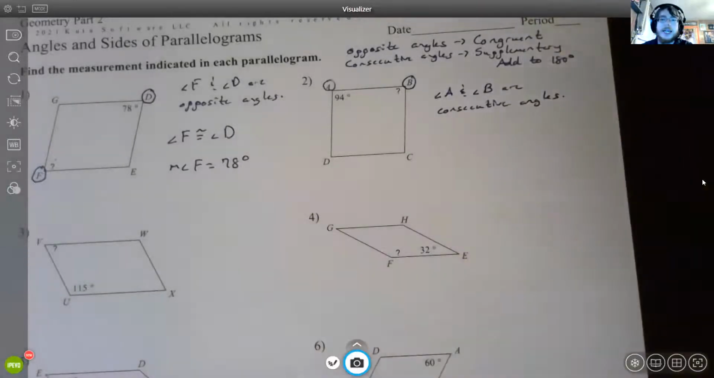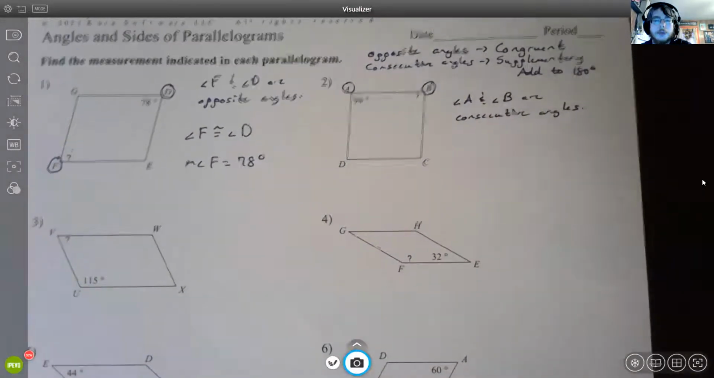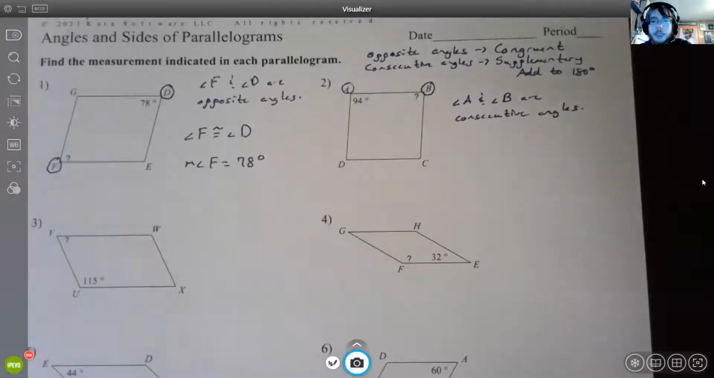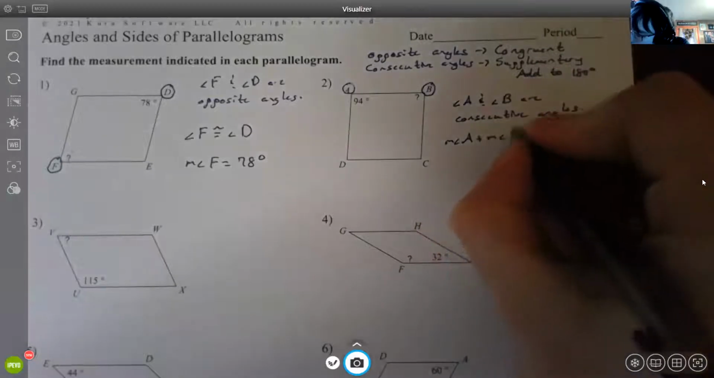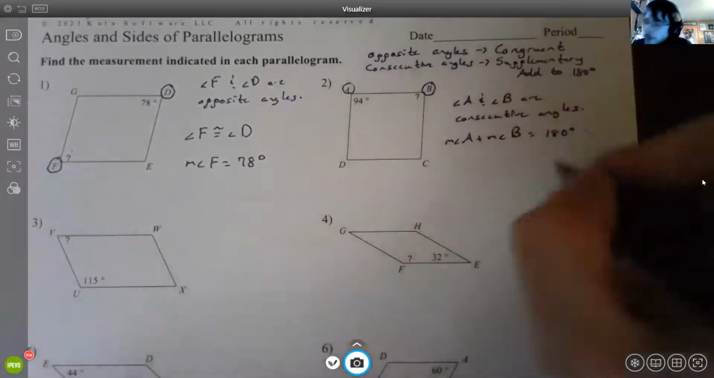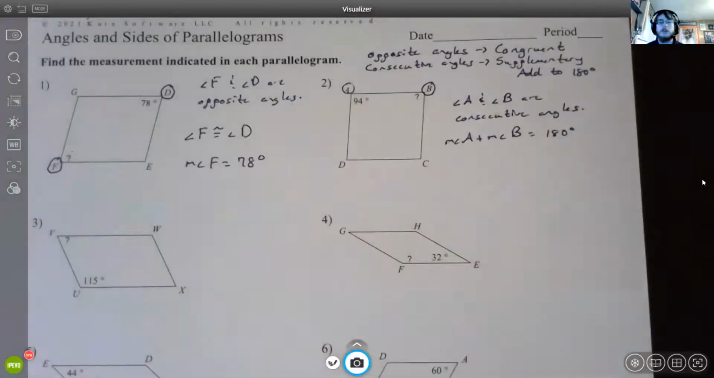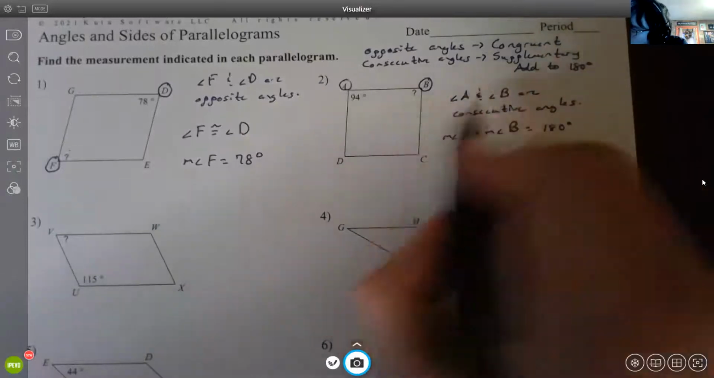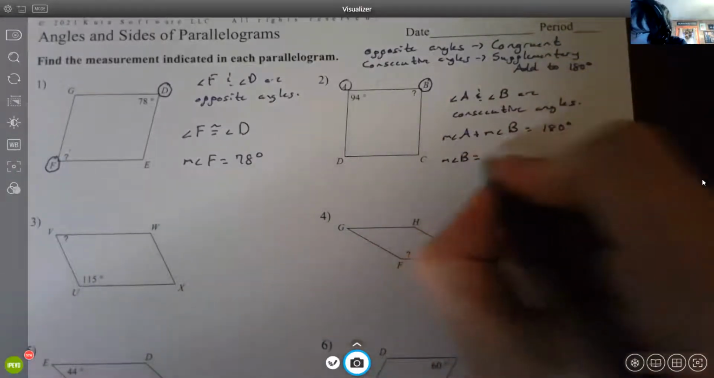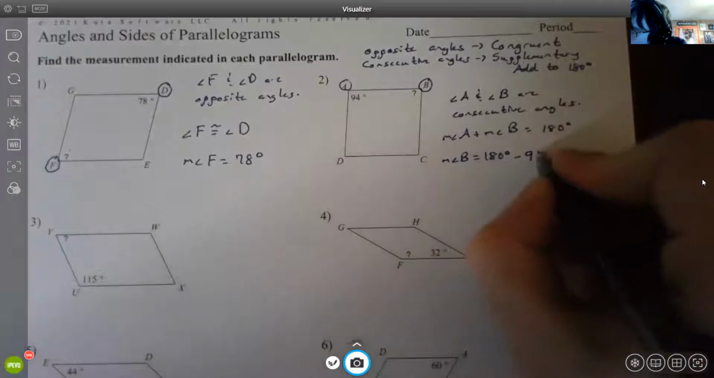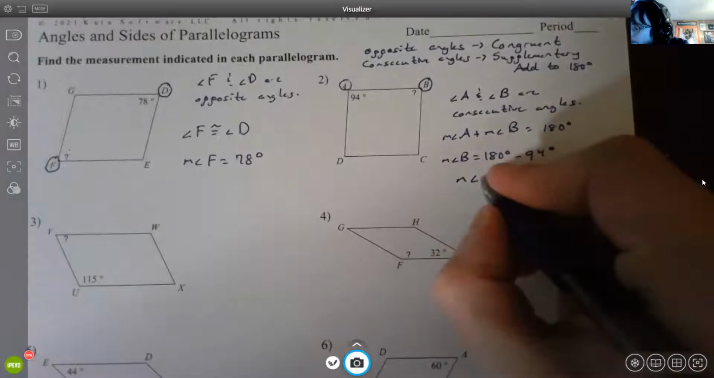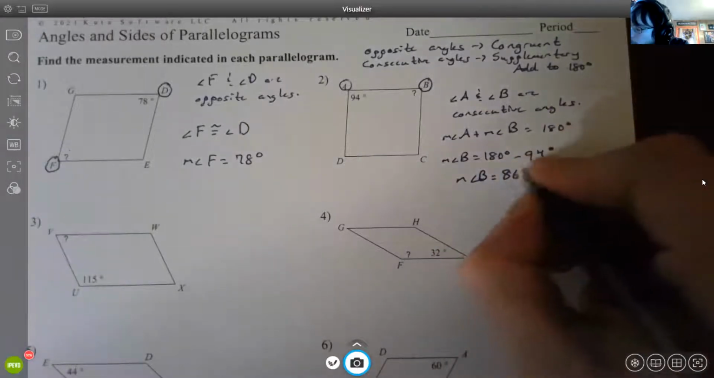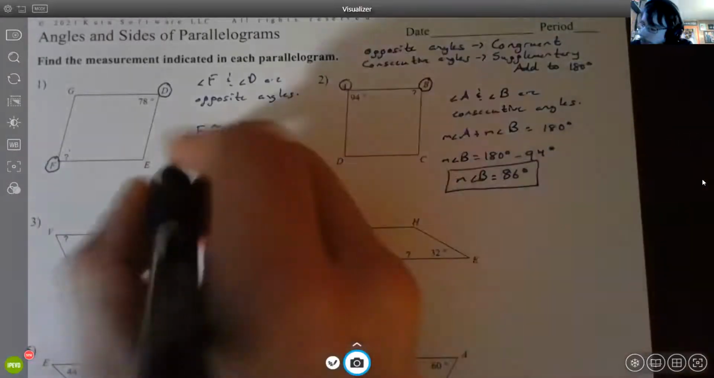And this means that these two angles are supplementary. And since they're supplementary, that means they add up to 180. So the measure of angle A plus the measure of angle B has to be equal to 180. Well, if those two angles together have to equal 180, then we can take 180 and subtract 94 to find the measure of angle B. And if we do that, we get that the measure of angle B is 86 degrees.